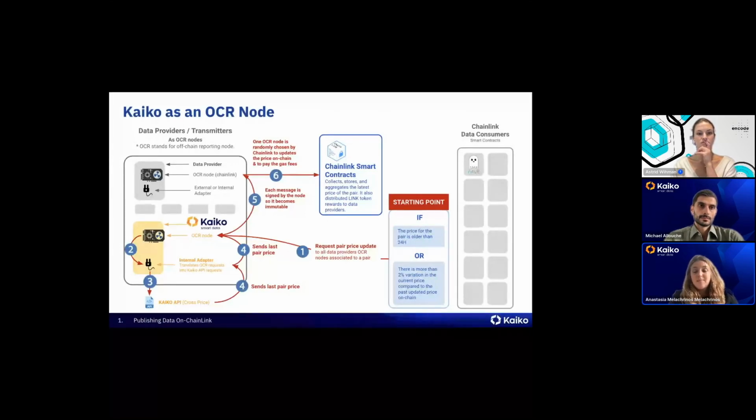So those data end up in Chainlink's smart contracts. So there are several smart contracts, some which are responsible to collect, store, and aggregate the latest price that they get from the OCR nodes, and some which are responsible for redistributing the rewards to all the participants, and specifically to data providers who bring the data on chain. And so the data that in the end will be used by data consumers. So once this data is made available on Chainlink smart contracts, then it's aggregated and then it's ready for data consumers to consume.